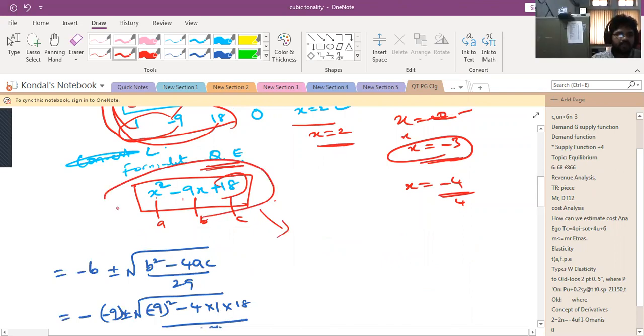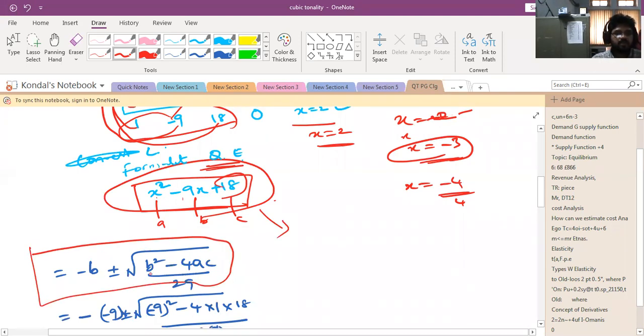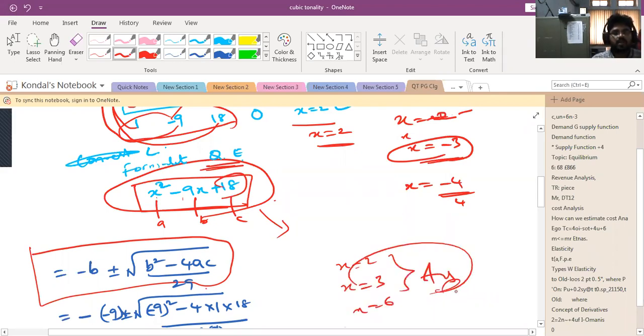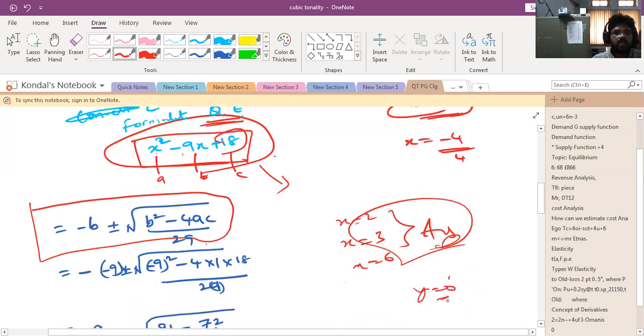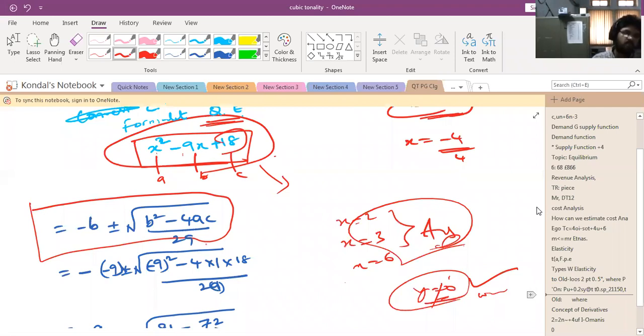After getting this, you can simply use the formula: x equals minus b plus or minus under root b square minus 4ac, divided by 2a. Then we will get the values x is equal to 2, x is equal to 3, x is equal to 6. These are the three answers. To check whether the answers are right or wrong, substitute the values. If you get y equal to 0, then the answer is right. If it is not equal to 0, the answer is wrong.